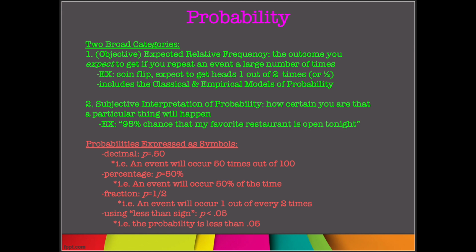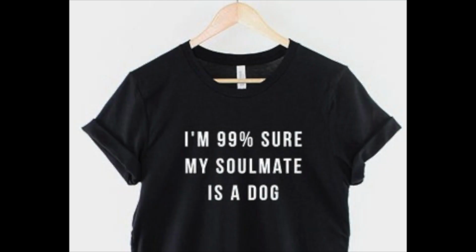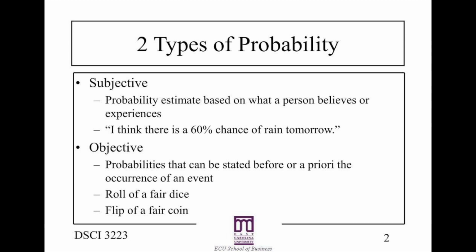And then there's subjective interpretation of probability, and this is how certain you are that a particular thing will happen, but it's subjective, so it's not based on any objective evidence. So in other words, it's just you going, there's a 95% chance that my favorite restaurant is open tonight. And maybe that's an informed guess, maybe you go there a lot, and somehow you've paid attention to the patterns of when it's open and when it's closed, and you know that, barring a national emergency, this restaurant's going to stay open. So 95% is an informed guess, but it's still a guess, still your subjective interpretation, not based on objective evidence.